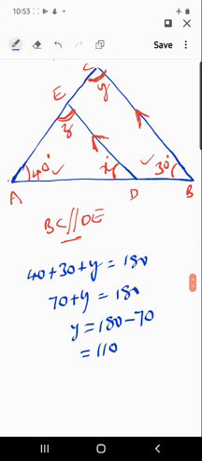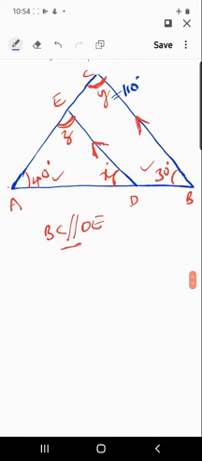Where we can find the value of the angle Y is equal to 110 degrees. So angle Y, one value we got, 110 degrees. So now we have to find Z and X. How can we find them? Now look at the triangle ADE.